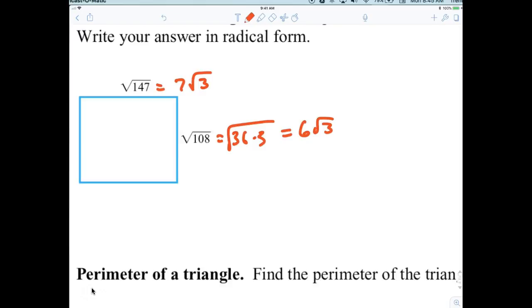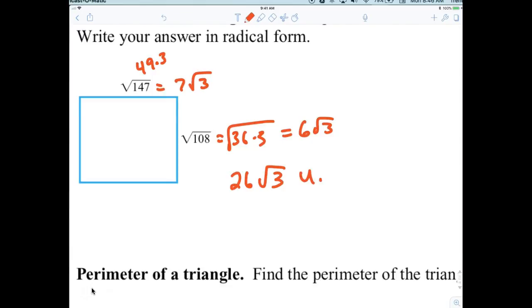All right. So the length and the width together are 13 radical 3, and then you multiply that by 2. So the perimeter would be, yes, 26 radical 3. All right, is everybody okay with that? 26 radical 3. Wait, how do you get the 7 radical 3? Because 49 times 3. And then, thank you, don't forget the units.